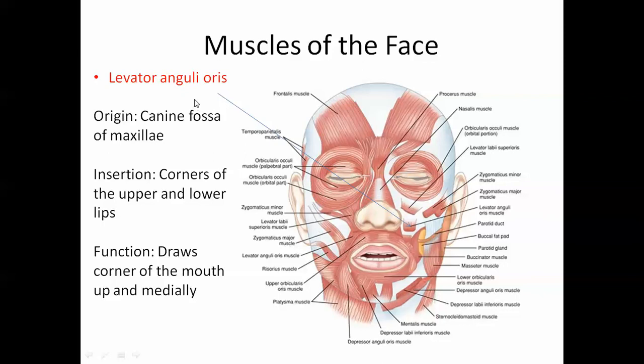All right, so then we have levator anguli oris. You'll see it right here. It's kind of cut away on this side, and it's going to draw the corners of the mouth up and medially. Medially is this way, right? So it's going to help you purse your lips. And then orbicularis oris constricts the oral opening, right?